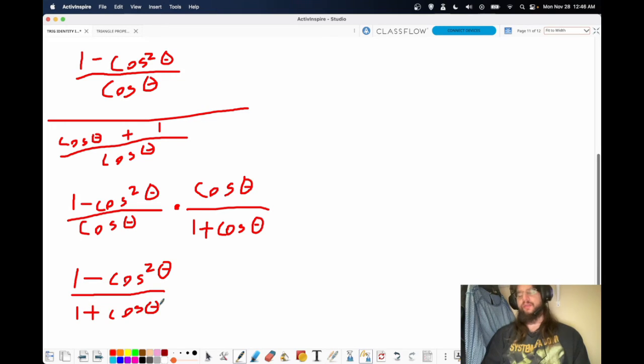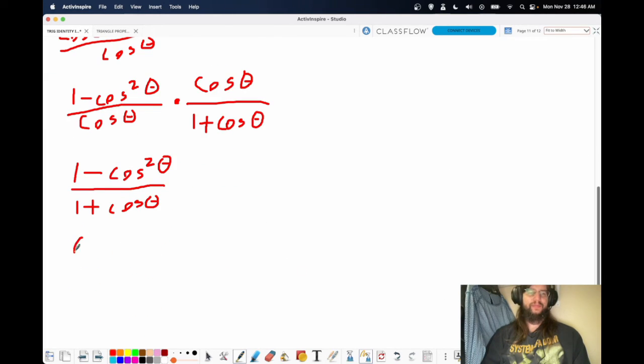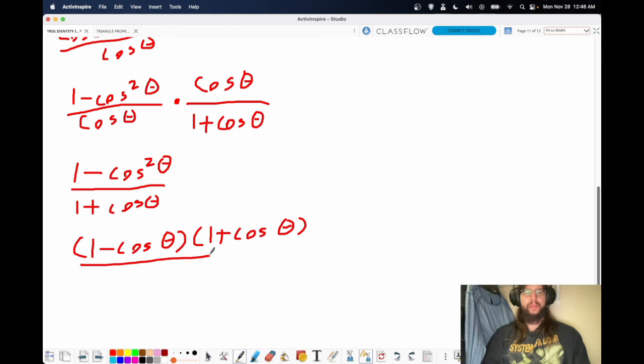Somebody said it. No, I don't think anybody at all said it. But what do you recognize this as? What is it? It's a difference of squares. Let's factor that thing. 1 minus cosine theta times 1 plus cosine of theta. And would you look at that? 1 plus cosine theta down here. That's going to cancel with this one. And we're left with 1 minus cosine of theta.